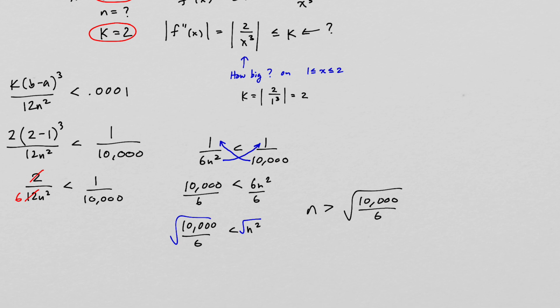And if you plug this into a calculator, you will find that this is approximately 40.8. So the minimum value that I need to use to ensure that the error is no bigger than 0.0001 is 41, right? N must be bigger than 40.8. N is the number of subintervals, so it has to be a whole number. So we have to take the first whole number that is bigger than 40.8, and that is 41.